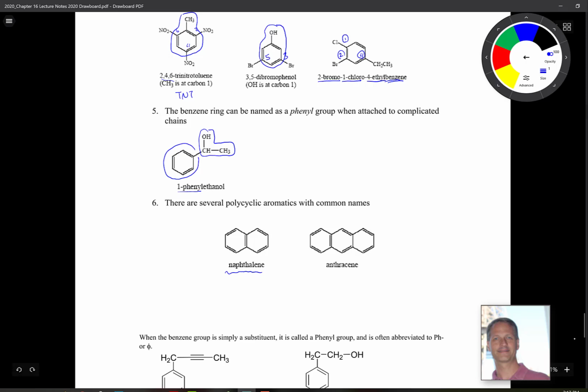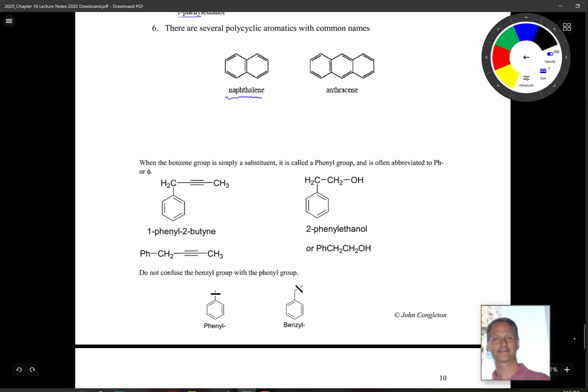and anthracene. Another thing to point out: when that benzene group is simply a substituent, remember it's called a phenyl group. It's abbreviated Ph, or a little circle with a line down it. A phenyl group is different than a benzyl group. A benzyl group has an additional CH2 group at this position, so it's a CH2 ring. That's what a benzyl group is, and a phenyl group is just the benzene ring by itself. So watch out for that situation because it does arise sometimes.